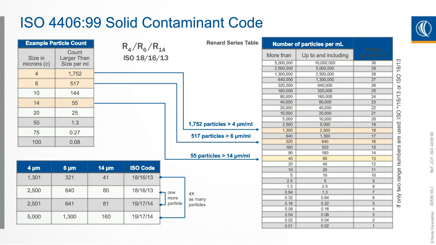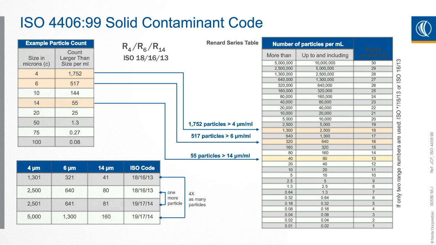So that 18, for example, as you see here on the Renard series table on the right, is referring to a number of particles that is in the range of 1,300 and 2,500. In this case, it's 1,752 particles greater than 4 microns per milliliter. Similar thing here, the 6 microns per milliliter, there's 517 particles. That's a range number of 16.